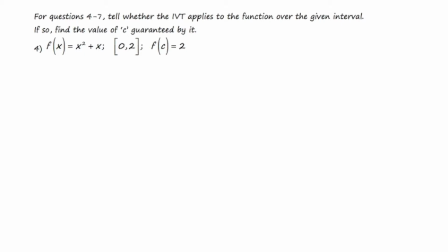The first thing we need to think about when using the Intermediate Value Theorem is to ask whether this function would be continuous from 0 to 2. Now this function is a polynomial function, and polynomial functions are continuous everywhere. There are no holes, gaps, asymptotes, anything like that. So the first condition of the IVT is met. It is continuous on 0 to 2.